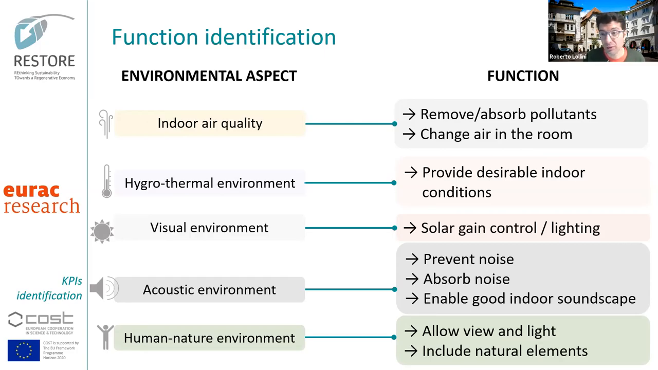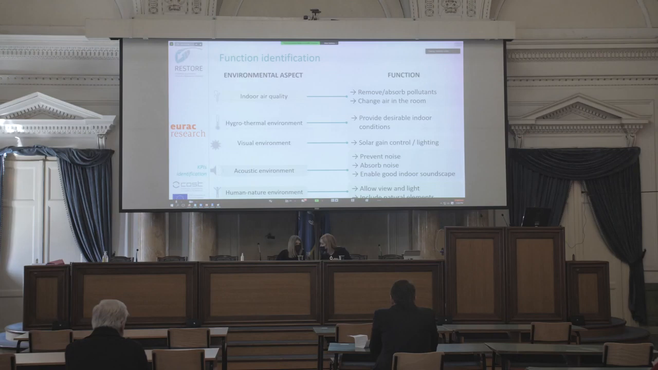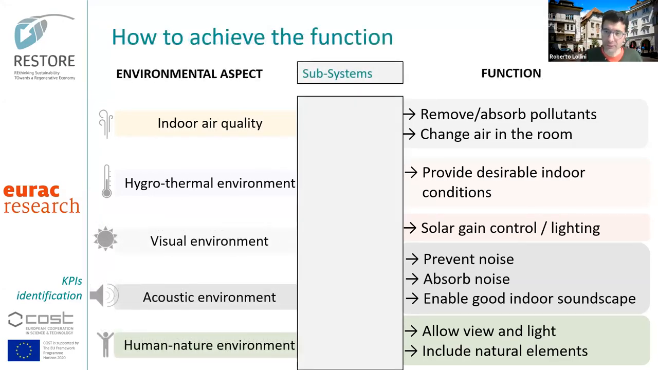For example, related to indoor air quality: remove or absorb pollutants, change air in the room. Related to the hydrothermal environment: provide desirable indoor conditions. Related to the visual environment: control solar gain and also control natural lighting. Related to the acoustic environment: for example, prevent noise, absorb noise, or enable a good indoor soundscape, so also managing the openings in order to have this good indoor soundscape. And related to the human nature environment: allow view, allow light, include natural elements in the building, with the contradictions I already presented. Considering the functions, we evaluated different subsystems: the envelope, the HVAC system, the control system, and the finishing.